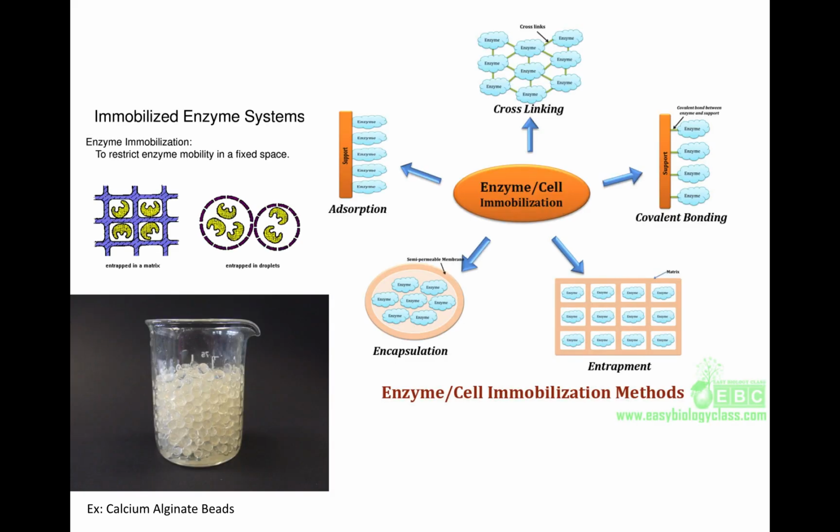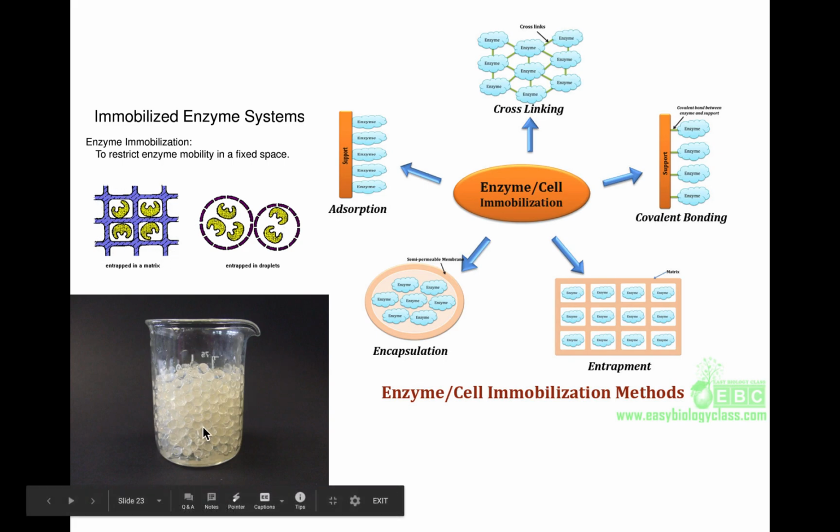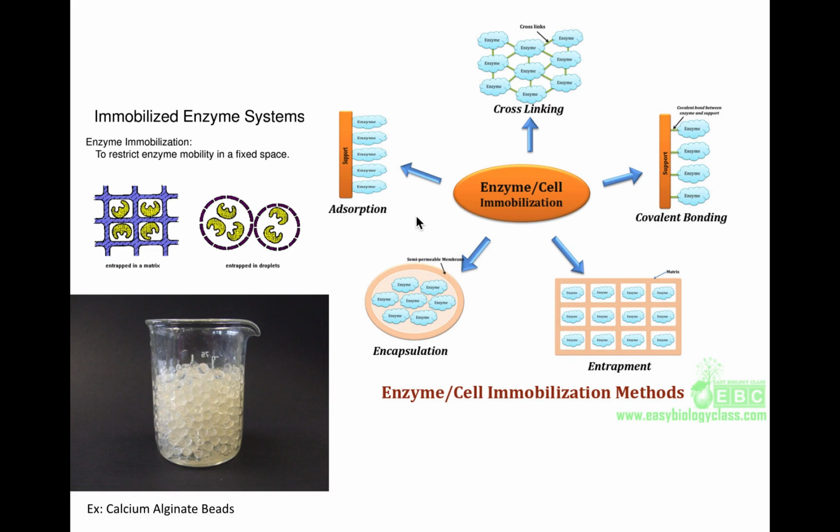So there are a couple different ways you can immobilize an enzyme, but the basic idea you need to see is that it's going to restrict the enzyme from being mobile in a fixed space. So here's an idea of the enzymes being trapped in droplets or in this matrix grid type shape. This picture here on the bottom is an example of immobilized enzymes that are in calcium alginate beads that can be used in, like, laundry detergent processes, for example. It would be an example of an encapsulation.